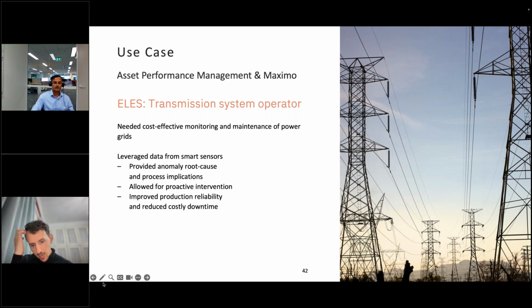Well, I've got a few very brief use cases that I'd like to cover. And just to be explicitly clear here, these are a combination of some of the asset performance management applications and Maximo. So these are IBM-specific use cases as well. In this particular one, we had a transmission system operator, ESLES, and effectively, as per usual, we wanted to reduce some of the costs incurred during maintenance. What we effectively were able to do is, by leveraging some of that anomaly detection, we could then have a better understanding of what the true root cause is, weed out the false positives, and only focus on the true alerts that were coming through.